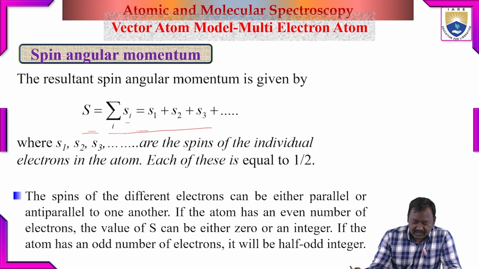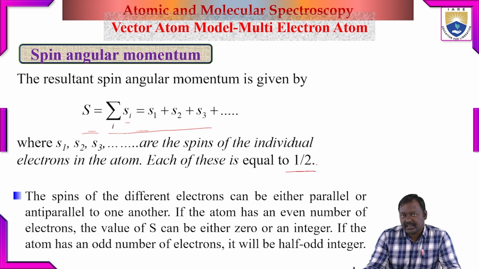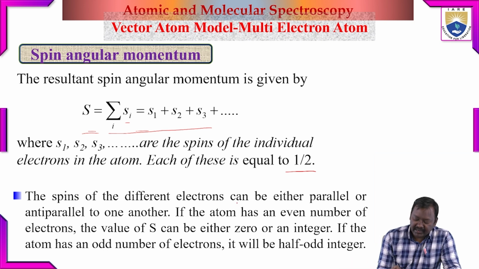So if there are two electrons, here you must note that the spin quantum number or spin of each electron is equal to 1 by 2. Whatever the electron, the value for spin quantum number is always 1 by 2. But in general, there could be orientations or directions, so it can have plus or minus depending on the direction of the spinning of the electron. So the spins of different electrons can be either parallel or anti-parallel.